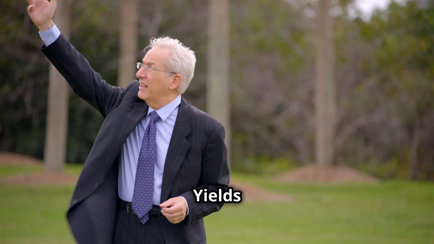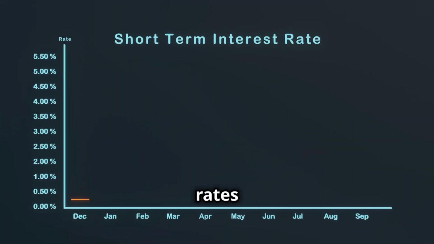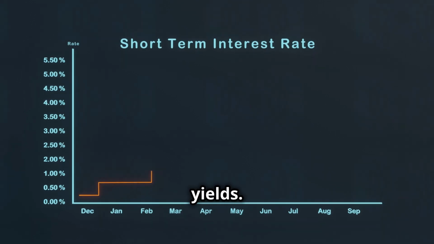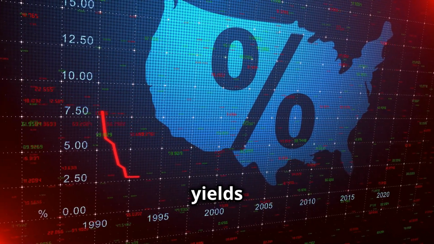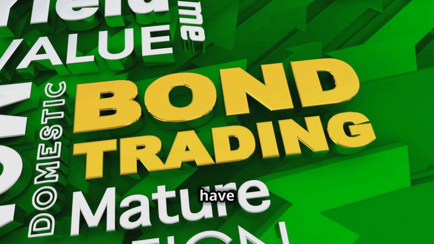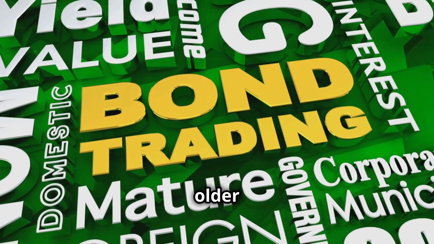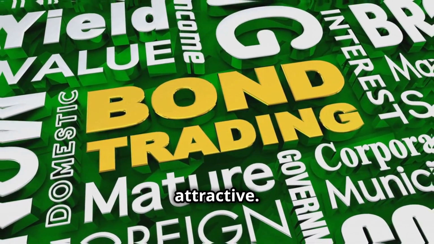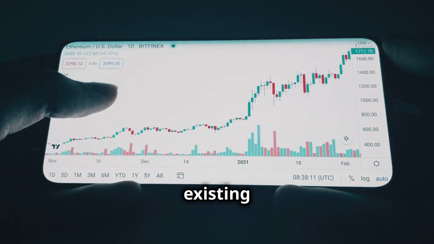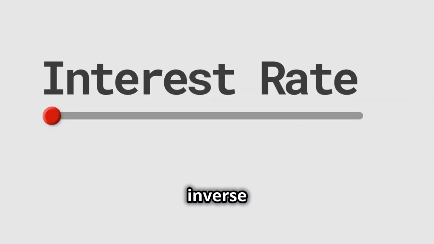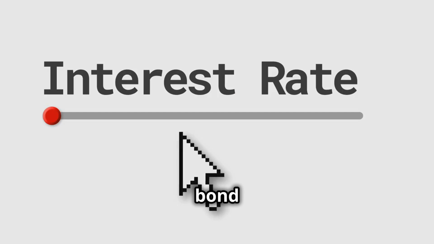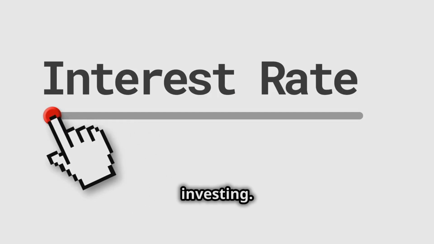Impact on bond yields and currency effects. Interest rates have a direct impact on bond yields. When interest rates fall, the yields on existing bonds decrease. This is because newly issued bonds will have lower coupon rates, making older bonds with higher rates more attractive. As a result, the prices of existing bonds go up. This inverse relationship between interest rates and bond prices is fundamental to bond investing.